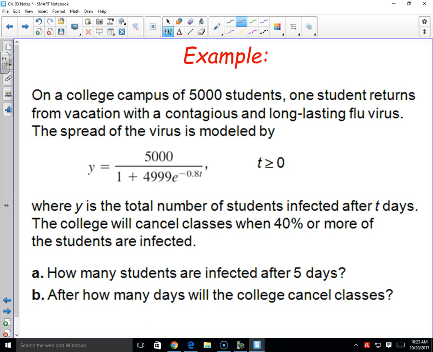What's going on? College campus of 5,000 kids. One student returns, oh dear, this always happens, from vacation with a contagious and long-lasting flu virus. What happens when you're in close quarters with other people? They sneeze on you. It spreads. You cough and people stop. So the spread of a virus can be modeled by logistic growth, where Y is the total number of students infected after T days. The college will cancel classes where 40% or more of the students are infected.